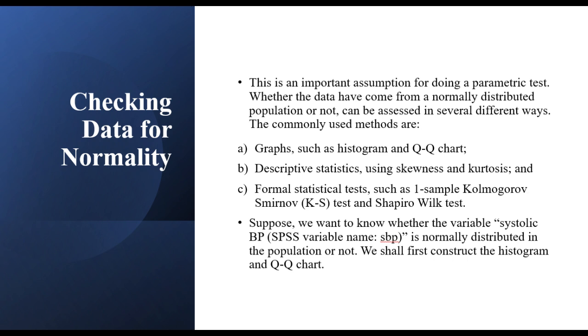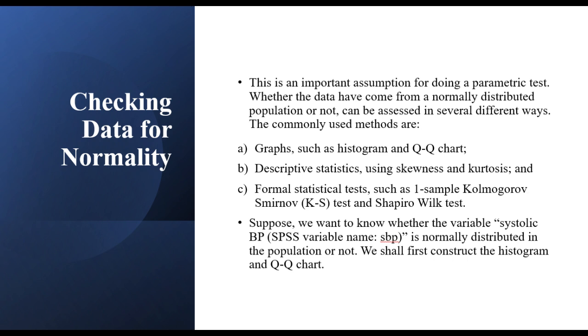Output: checking data for normality. This is an important assumption for doing a parametric test. Whether the data have come from a normally distributed population or not can be assessed in several different ways. The commonly used methods are: A, graphs, such as histogram and QQ chart. B, descriptive statistics, using skewness and kurtosis. And C, formal statistical tests, such as the one-sample Kolmogorov-Smirnov (KS) test and the Shapiro-Wilk test.